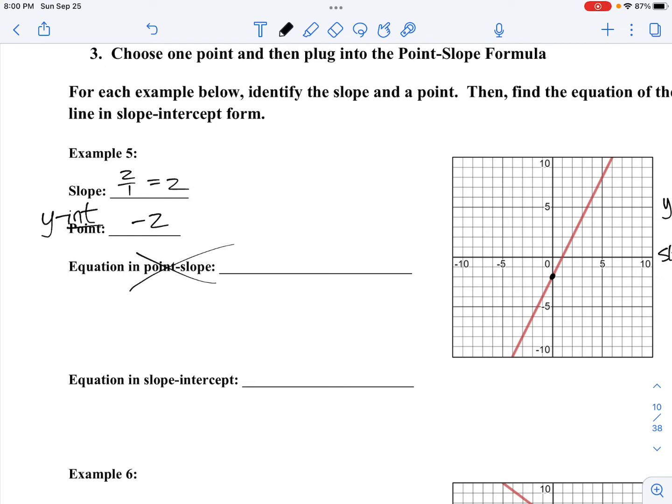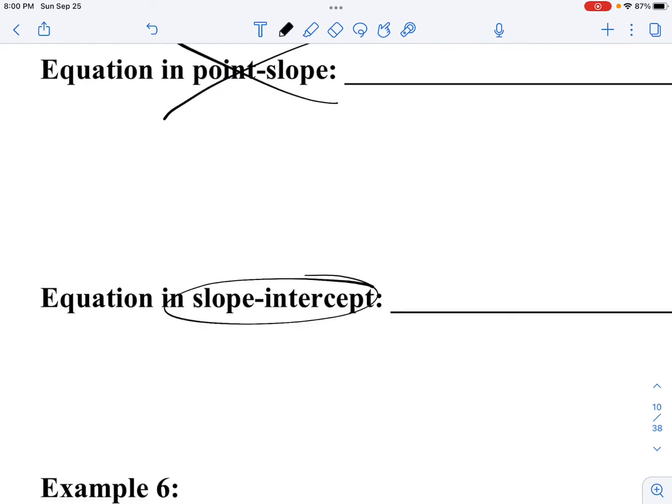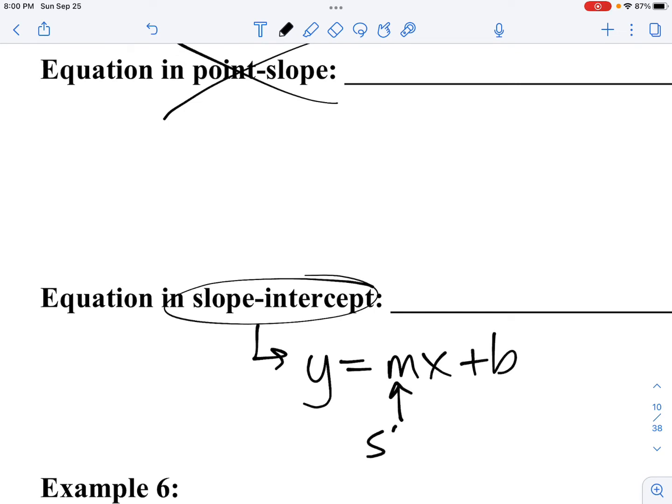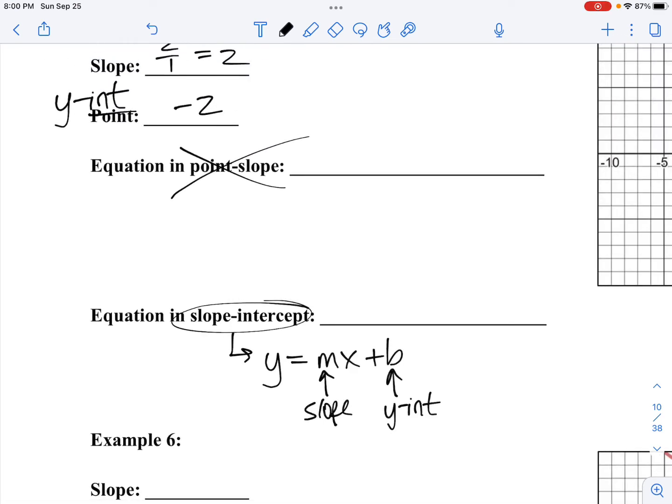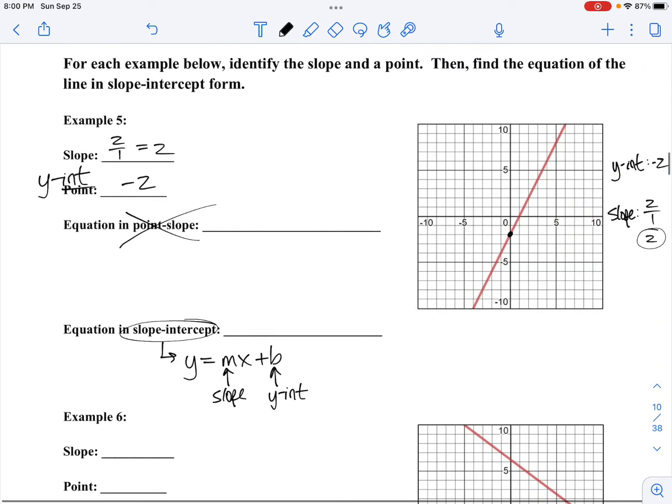But the equation in slope-intercept form, do you remember what slope-intercept form is? It's y equals mx plus b. The m is the slope, and the b is the y-intercept. So hopefully you're almost rolling your eyes now and being like, oh my gosh, we've done this so much. I already understand this. Okay, that's great. So my y-intercept, the b, is going to be negative 2. My slope, the m, is going to be 2.